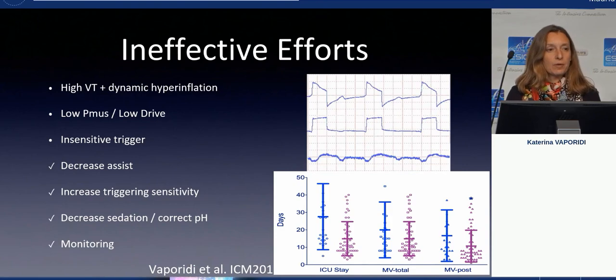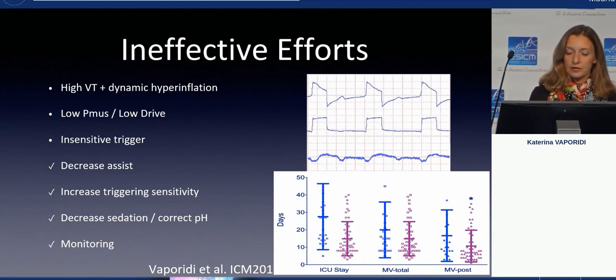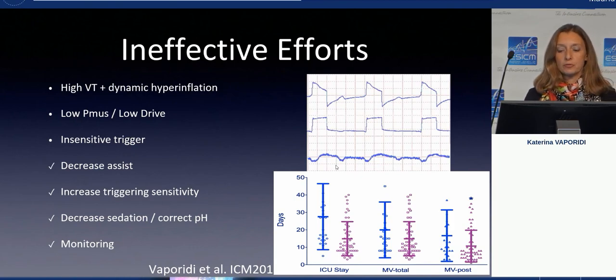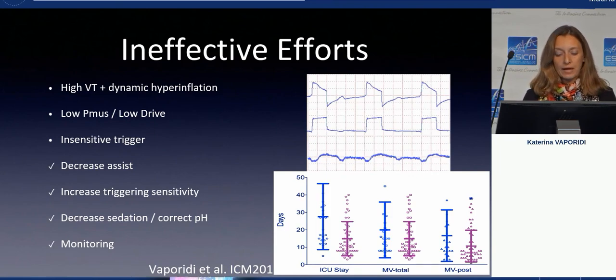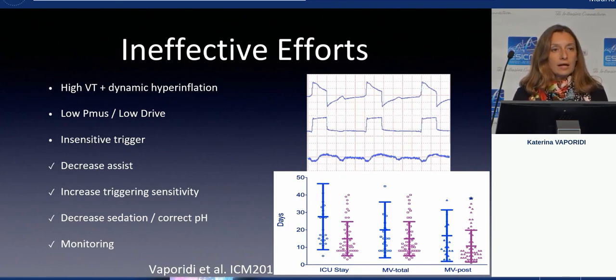Another problem, ineffective efforts. This is a characteristic example, again, from one of our patients. This is an ineffective effort. The patient is trying to breathe but not triggering the ventilator. Ineffective efforts, especially when they occur in clusters, are associated with prolonged ICU stay, prolonged mechanical ventilation, and again, we have the same vicious cycle of more ventilation, more complications.